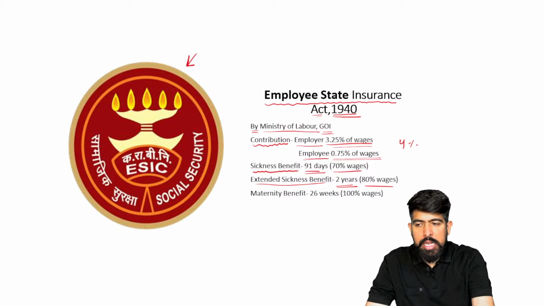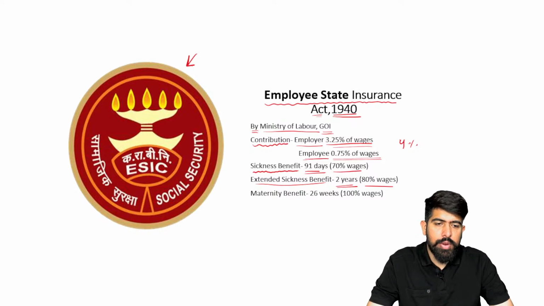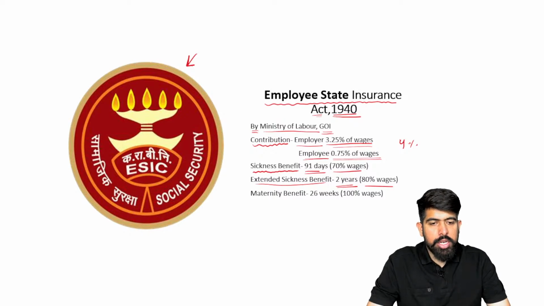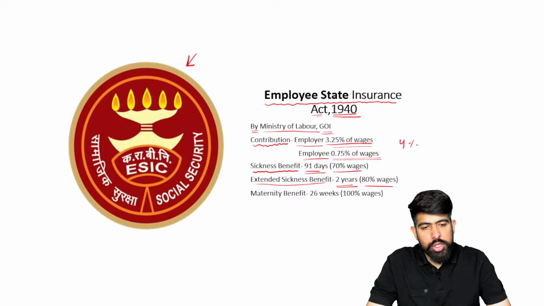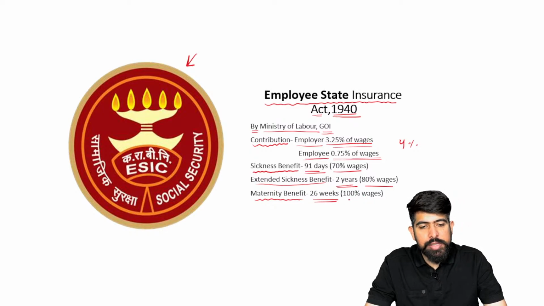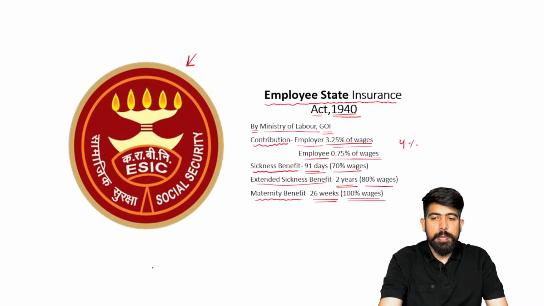So the sickness benefit: how much? We can take 91 days at 70% of the wages. If we're talking about the extended sickness benefit, it should be for 2 years at 80% of the wages. And the maternity benefit is for 26 weeks, and here the mother should get 100% of the wages, right?